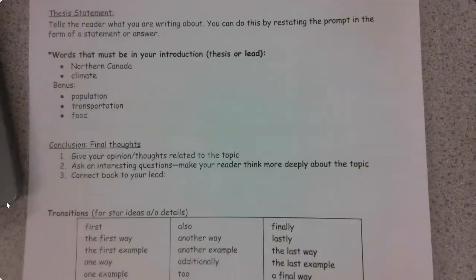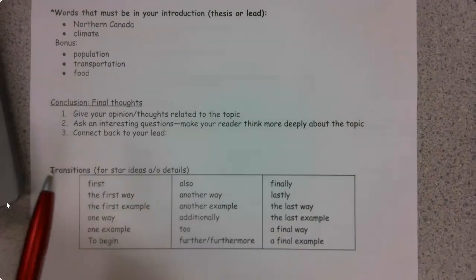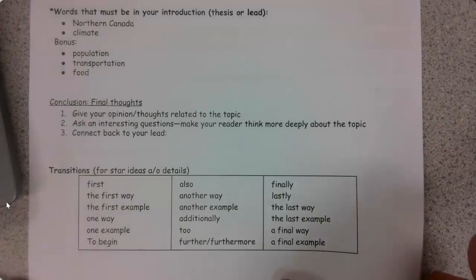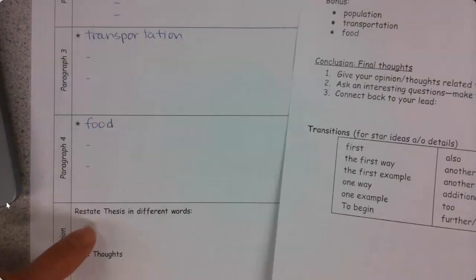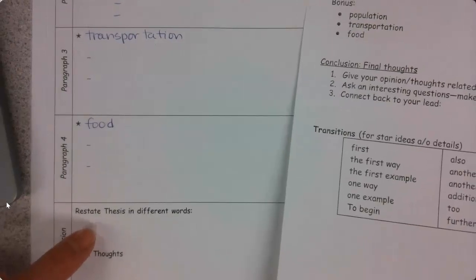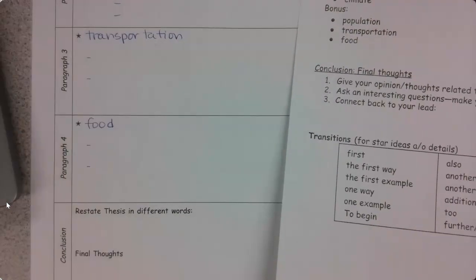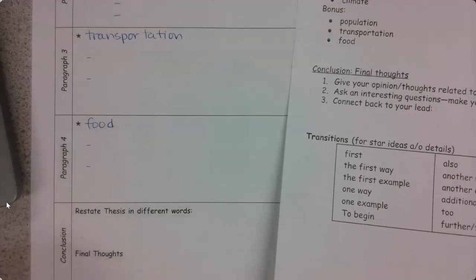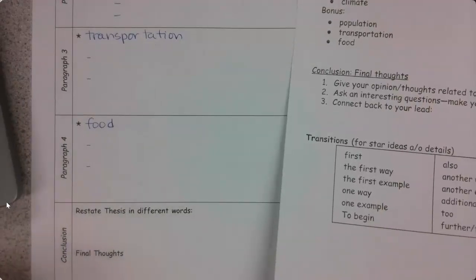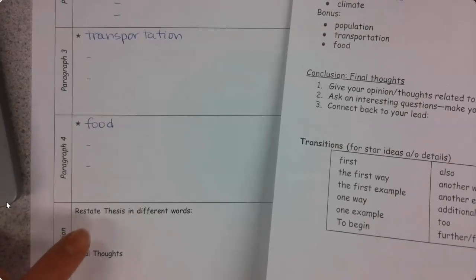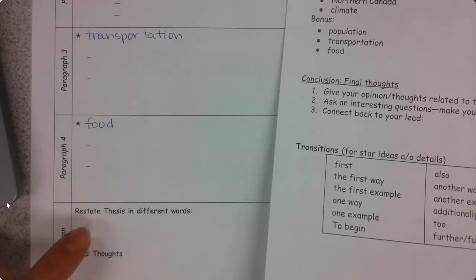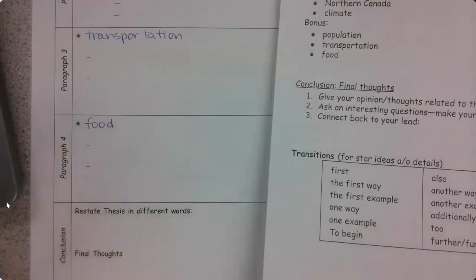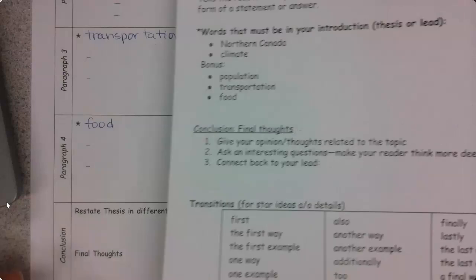So on the back, I give you some ideas for the final thoughts part. So here, restating your thesis in different words, you're going to go back to that thesis statement at the top. The thesis statement tells what you're going to write about. And in the conclusion, you tell them what you did write about. You kind of summarize what you wrote about in your writing.